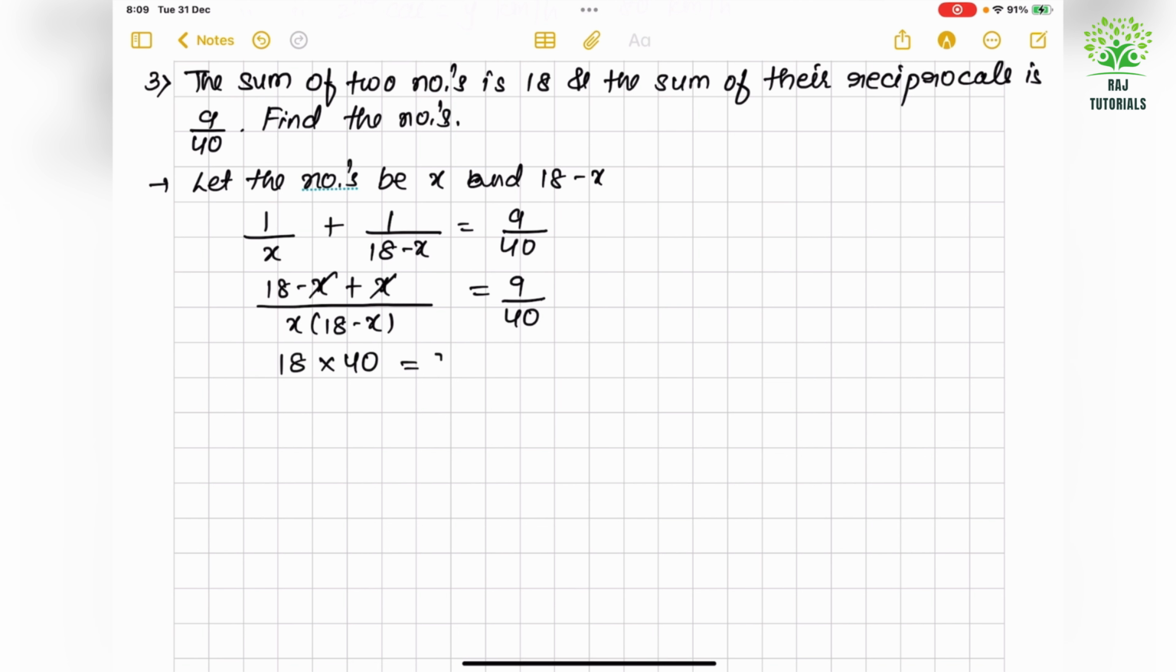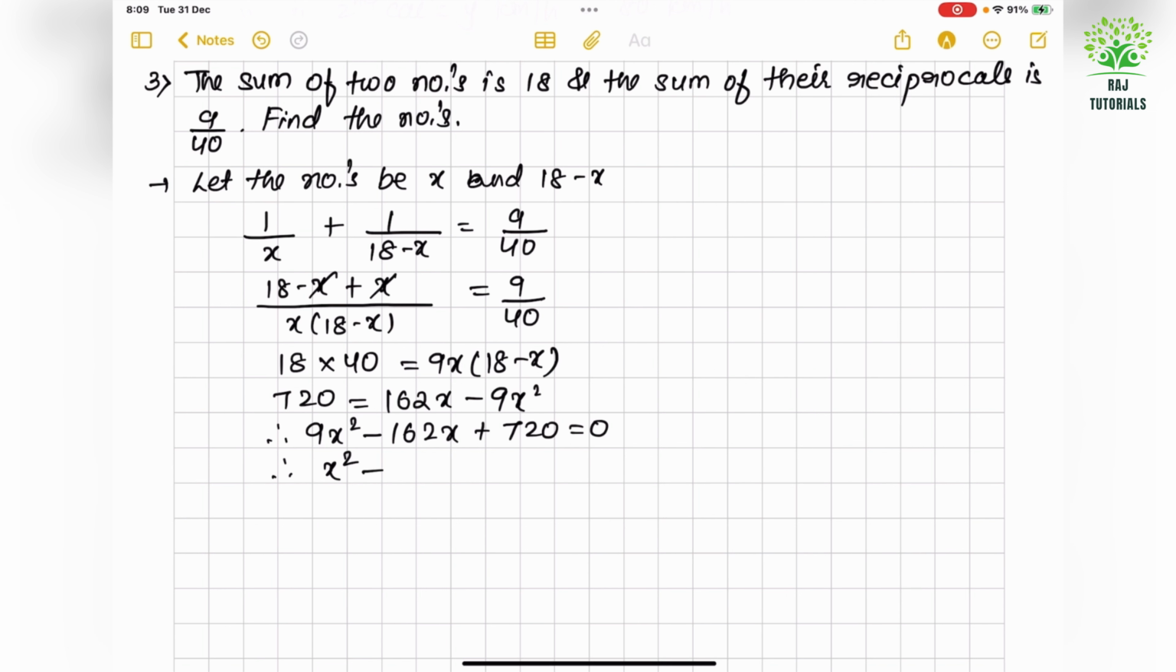So x cancels. So 18 into 40 equal to 9x into 18 minus x. So 720 equal to 162x minus 9x square. So therefore, bringing everything on one side, 9x square minus 162x plus 720 equal to 0. Dividing everything by 9, so x square minus 18x plus 80 equal to 0.